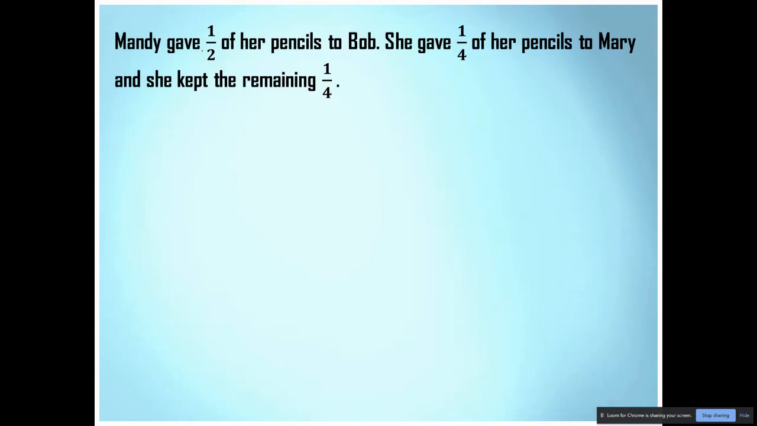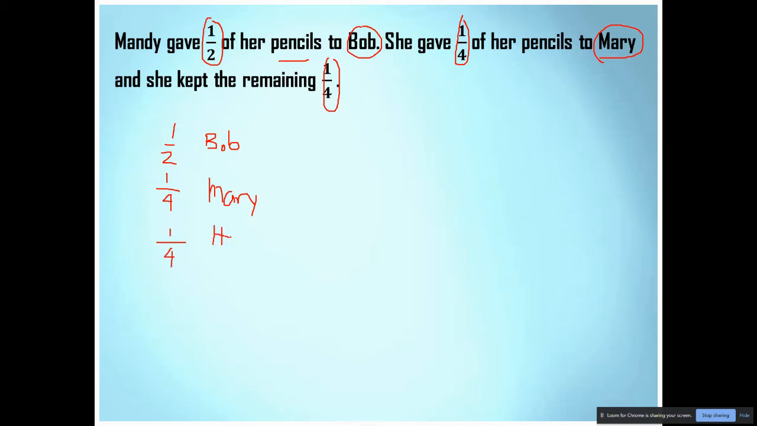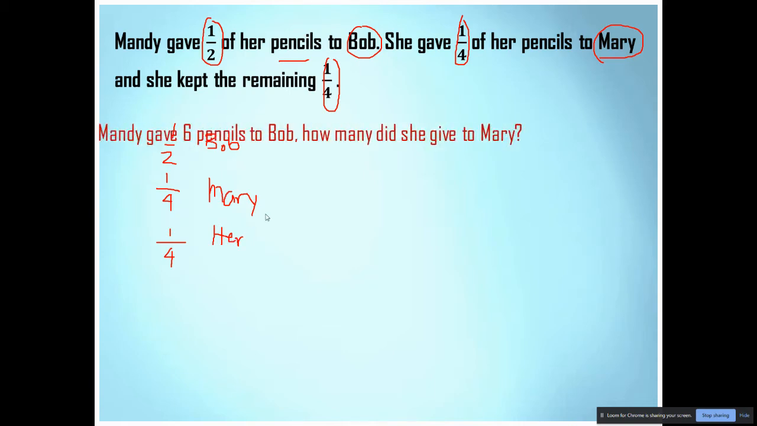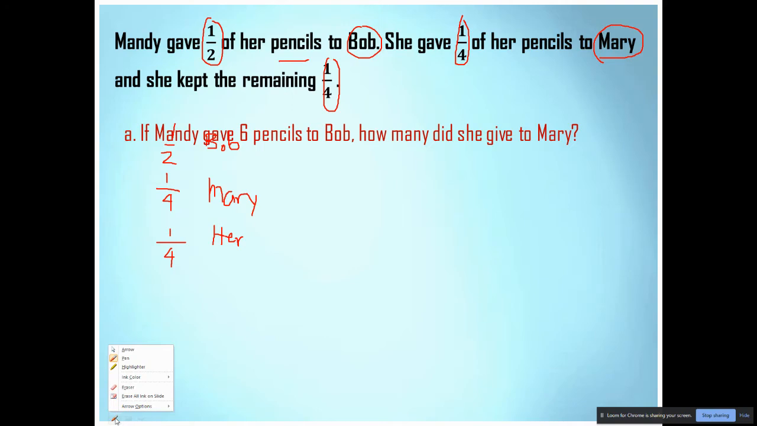Okay. Mandy gave half of her pencils to Bob. She gave 1/4 of her pencils to Mary. And she kept the remaining for herself. So I'm going to write down here 1/2 for Bob, 1/4 for Mary, and 1/4 for her, for Mandy. So here is the problem.